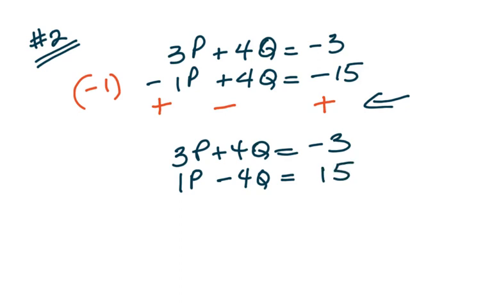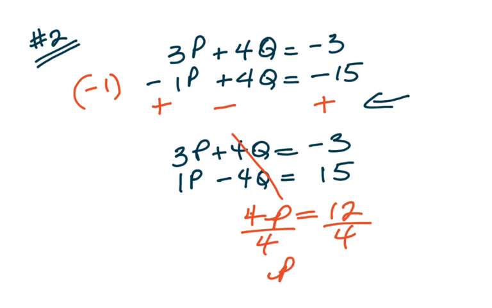Now watch what I can do. I can cross off the q's, because 4q take away 4q is 0. Now 3p plus 1p is 4p. So 4p equals 15 take away 3. 15 take away 3 is 12. And now I'm going to divide by 4 on both sides. And p is going to equal 3.